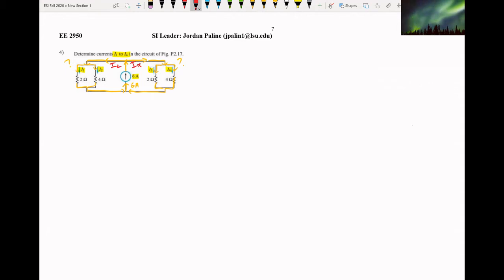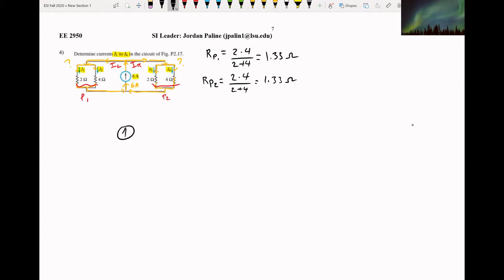When we do that, we're going to need to figure out the total resistance of the entire circuit, because it looks like that is going to be in parallel, and this will be in parallel as well. I'll call this one parallel 1, and I'll call this one parallel 2. So R parallel 1 is equal to 2 times 4 over 2 plus 4, which gives us 1.33 ohms, and then R parallel 2 is 2 times 4 over 2 plus 4, equal to 1.33 ohms as well.